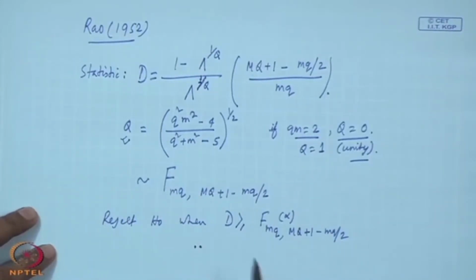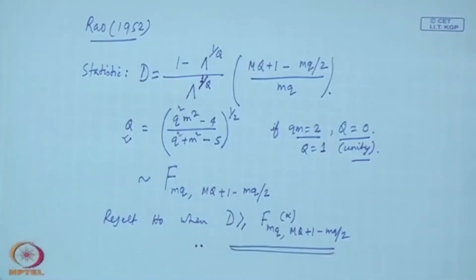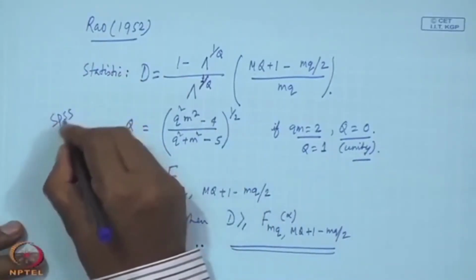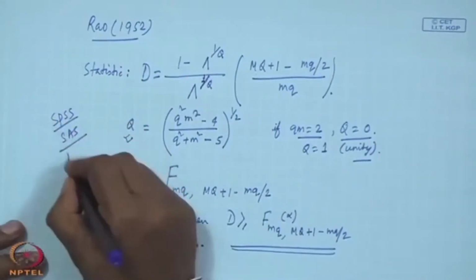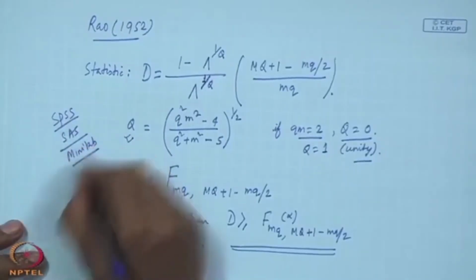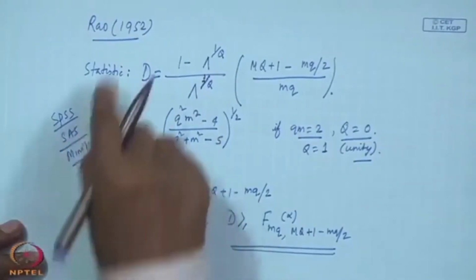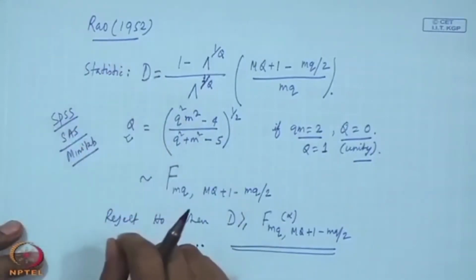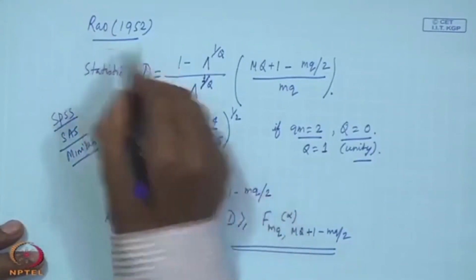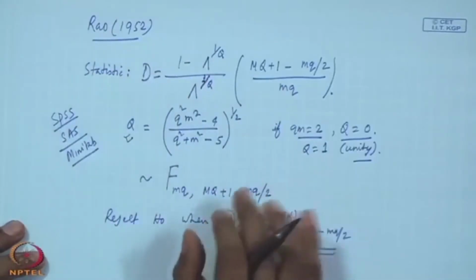Okay. So, when you are using this ratio, likelihood ratio statistics, these two statistics are useful, fine. So, if you use SPSS, SAS or some other program like Minitab, you can ask for the Bartlett test, Rao test, but Bartlett test is available. Rao test, I do not think so, I have not seen it, it may be available.